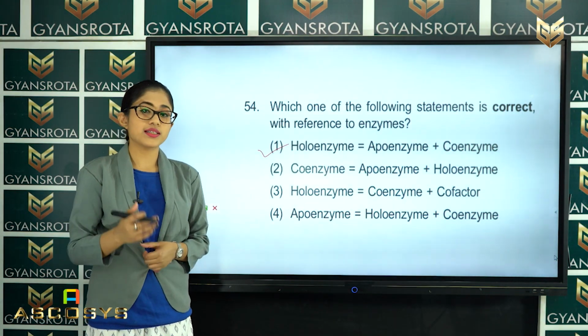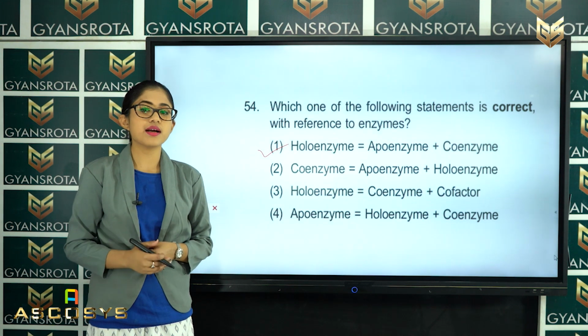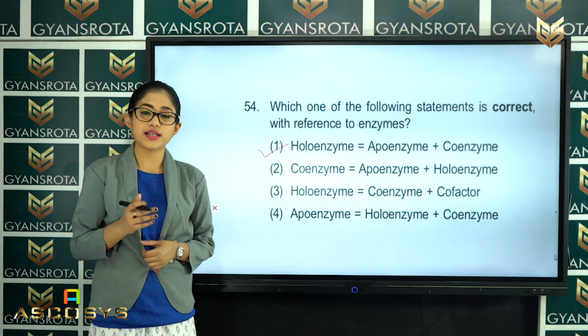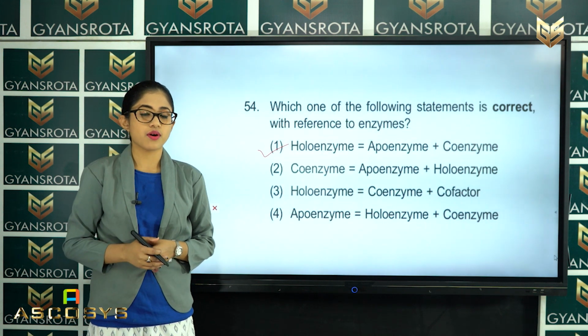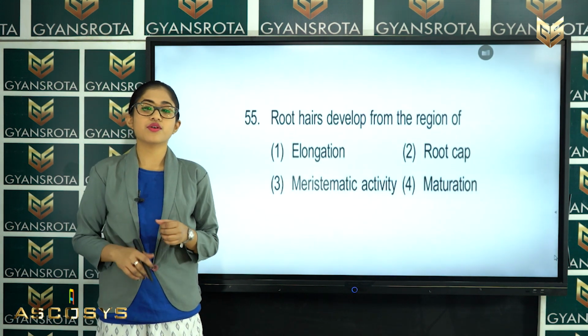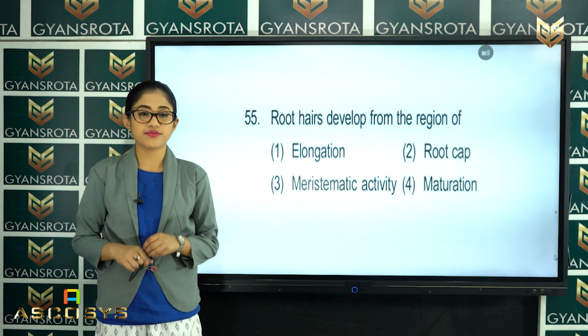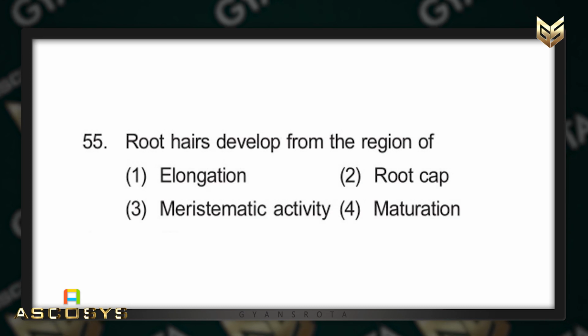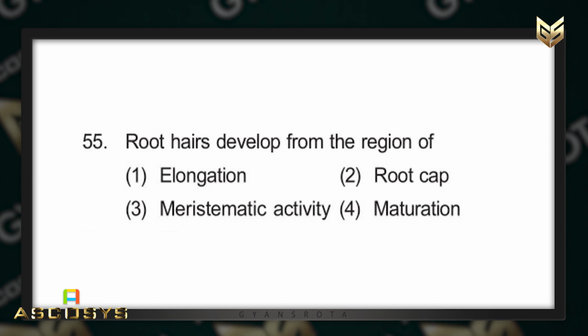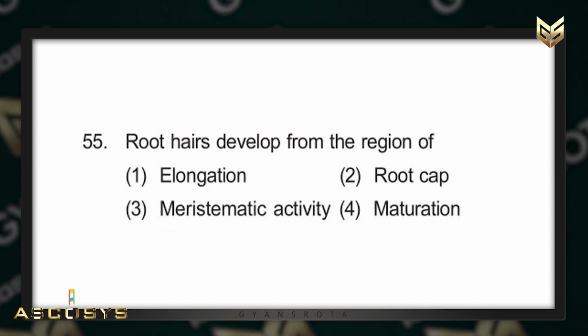Option number 1, what does it state? It states that holoenzyme is actually what? It is actually the combination of the apoenzyme with the coenzyme. Alright? Okay. Now let's see the next question. Now in the next question, as you can see here, question number 55, root hairs develop from the region of elongation, root cap, meristematic activity or maturation.